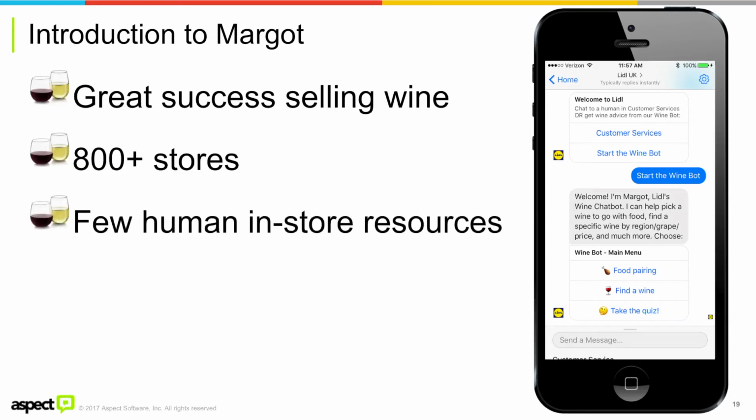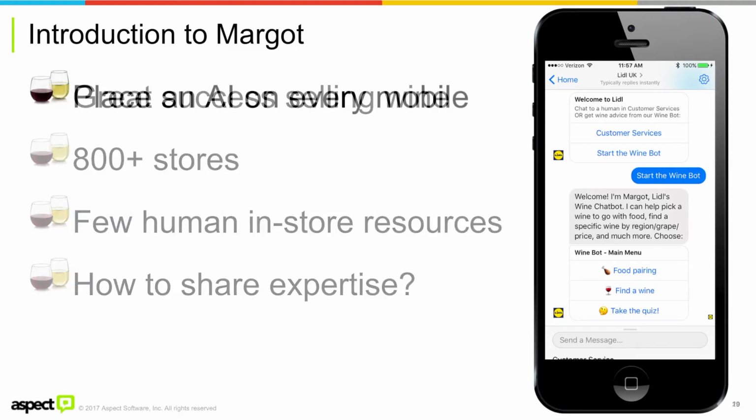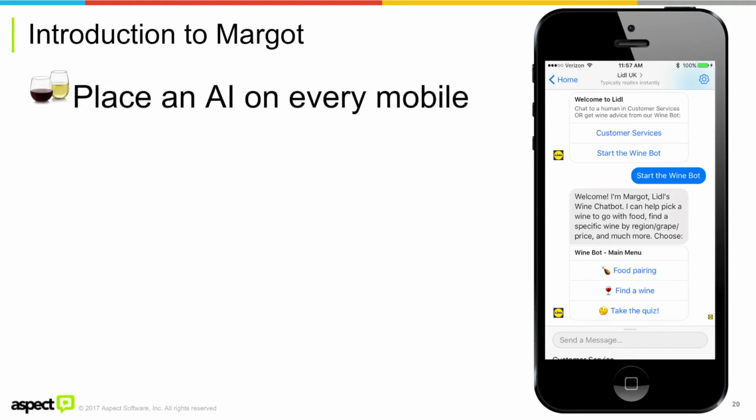We have the people who actually choose the wines and write reviews for the wines for Lidl. How do we share that with our people who are in the store? And the answer was, well, can we put an AI that will help with your wine choices on every mobile? And so they worked with us to build this, and the great thing is, like I said before, this scales.